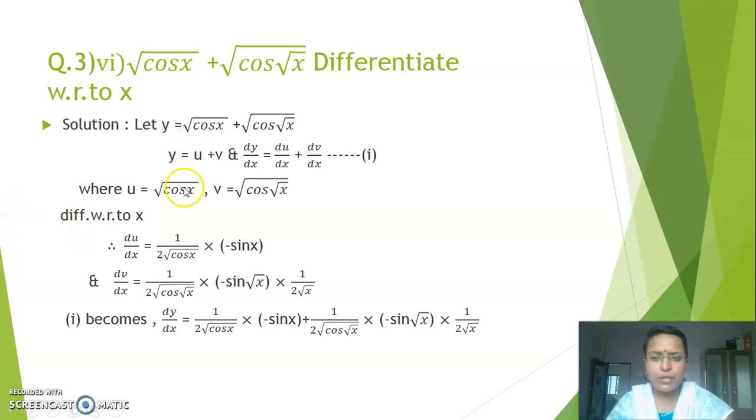First differentiate u: the derivative of root of cos x, by using the derivative of root x formula, is 1 upon 2 root x. So it is 1 upon 2 root cos x into the derivative of cos x, which is minus sin x. Similarly differentiate v: the derivative of square root of cos of root x is 1 upon 2 root cos of root x into the derivative of cos of root x, which is minus sin of root x, into again the derivative of root x, which by the formula is 1 upon 2 root x. Then simplify and add, and equation 1 becomes this. Put the values of these two derivatives and we find dy by dx.